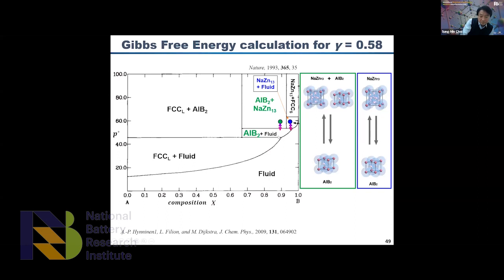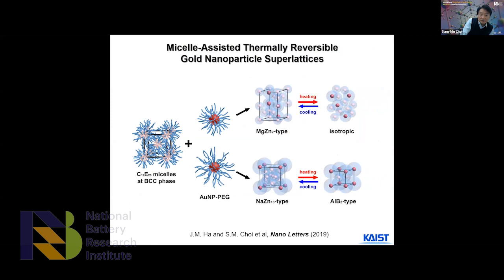Okay, so this is the summary of this micellar system with spherical gold nanoparticles. By controlling the size ratio, in these cases by controlling the molecular length on the surface, we can form beautiful, highly ordered superlattices of different symmetry. And their crystalline structures can be controlled by controlling temperature.